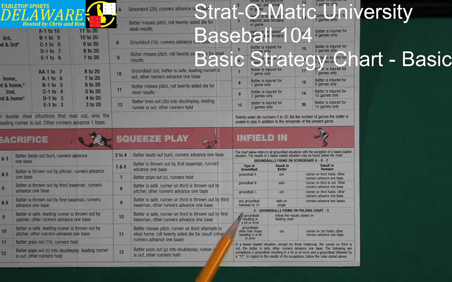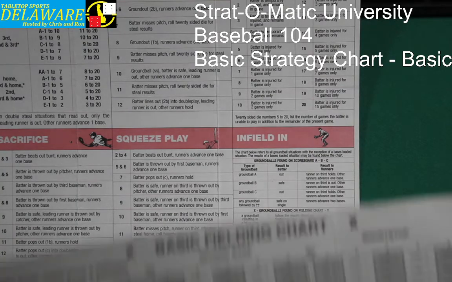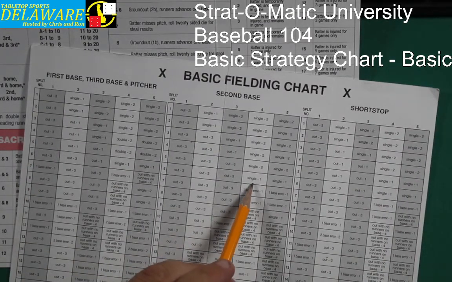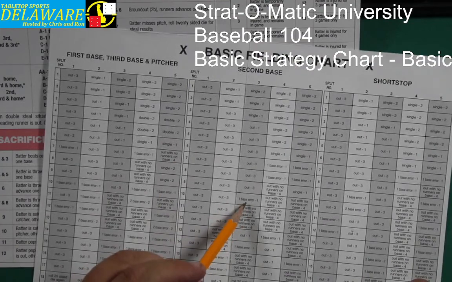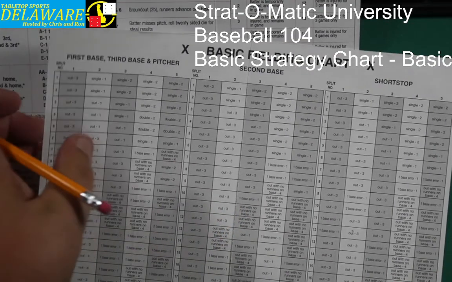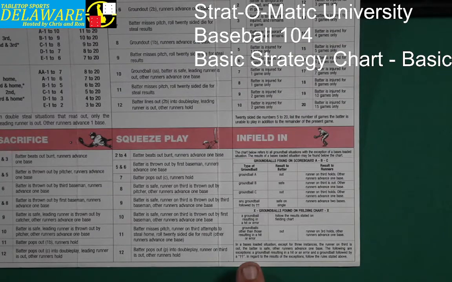Ground ball X, where we are looking at the basic fielding chart. A ground ball resulting in a hit or an error, follow the results stated on the fielding chart. So if you look on your fielding chart and the result is single 1 or 1 base error, you're going to use that. Ground balls other than those resulting in a hit or an error, the batter is out, runner on third holds, other runners advance a base.